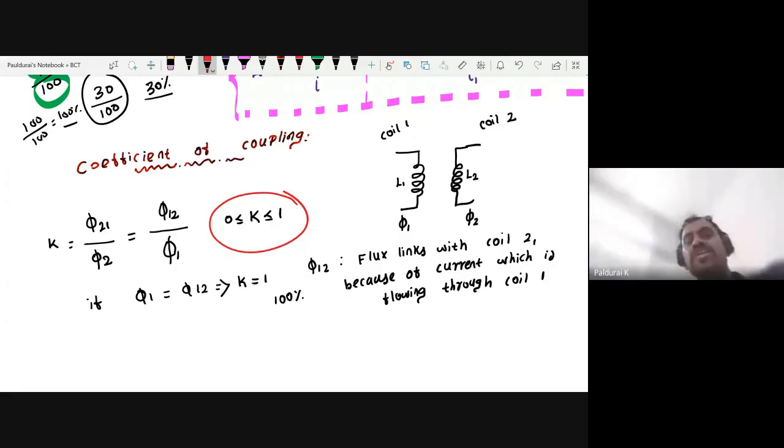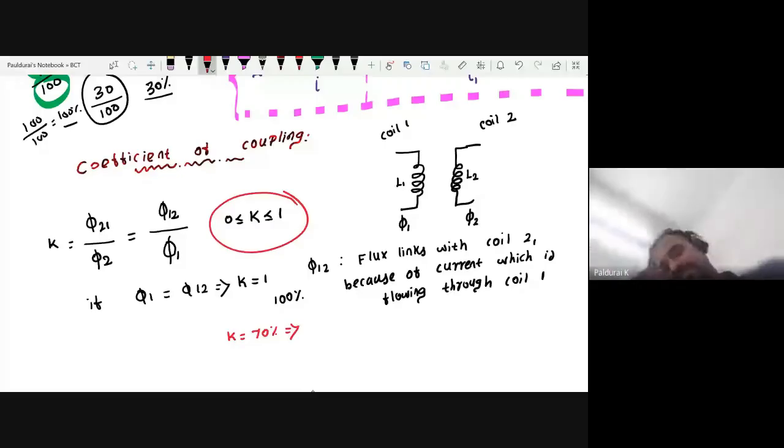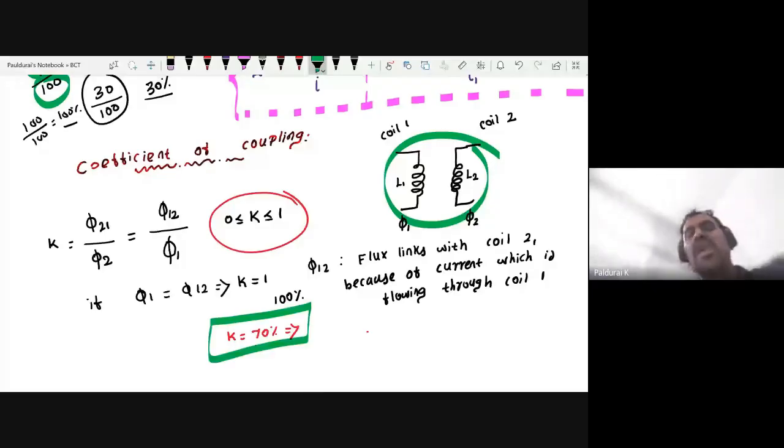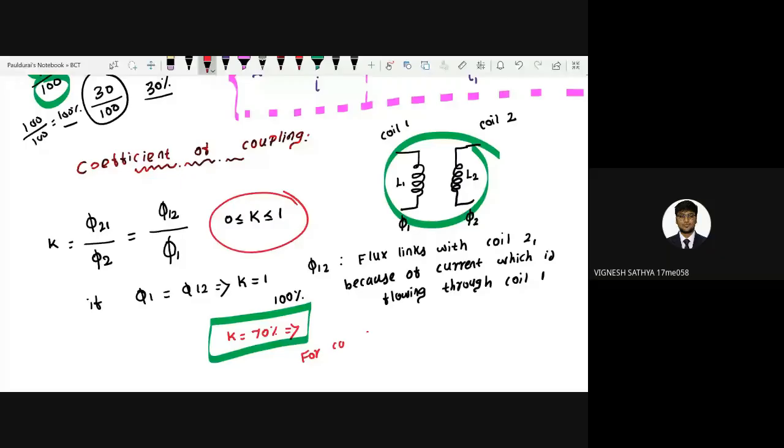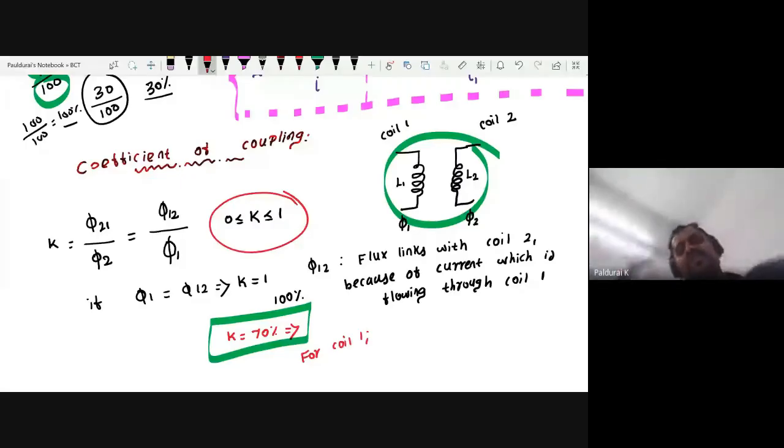It is a figure of merit. Suppose K equals 70%. I have two coils, and K equals 70%. What is our understanding? Take coil 1. Play with your own numbers: take your own example and let me know your interpretation.